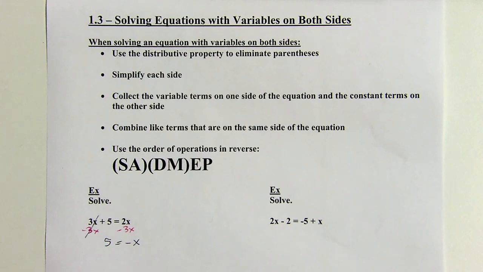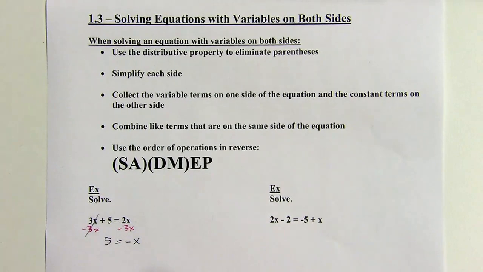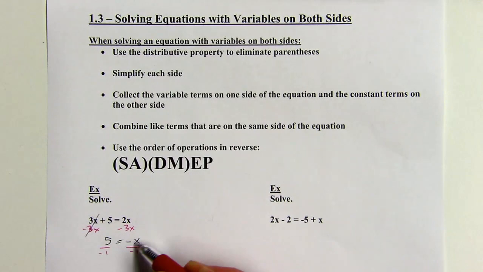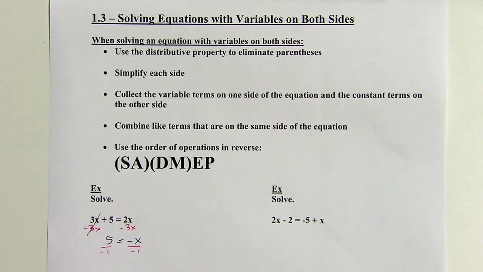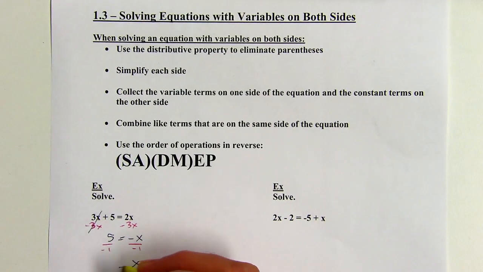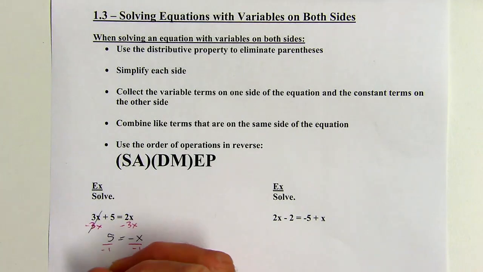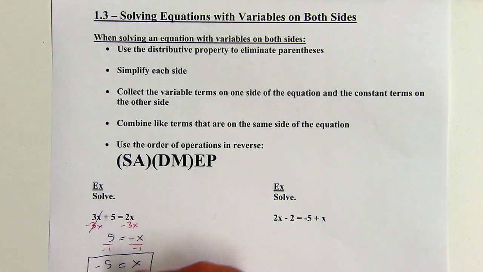I want to know what positive x equals though. So what we can do is either multiply both sides by -1 or divide both sides by -1. I'm going to divide here. So negative x divided by -1 is positive x. That's what I wanted. And on the other side, a positive divided by a negative comes out negative. So this is -5. Okay.